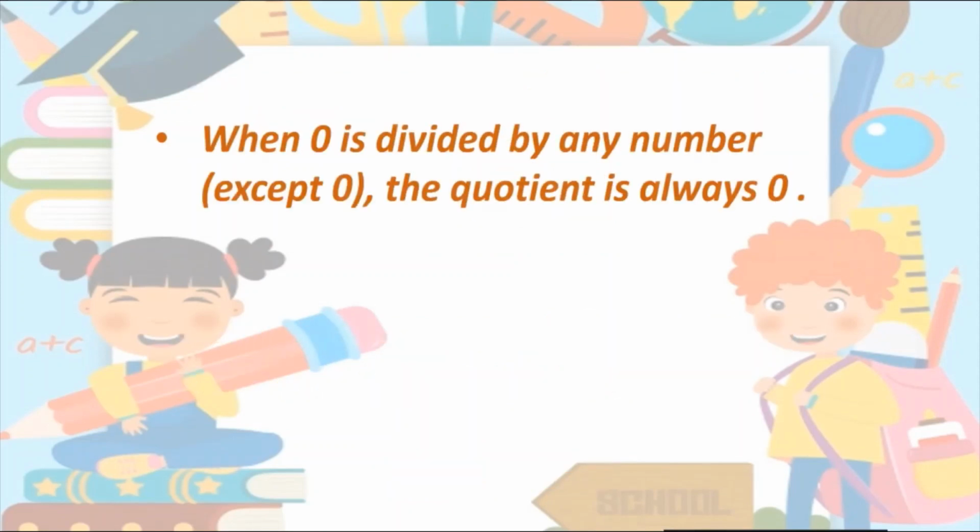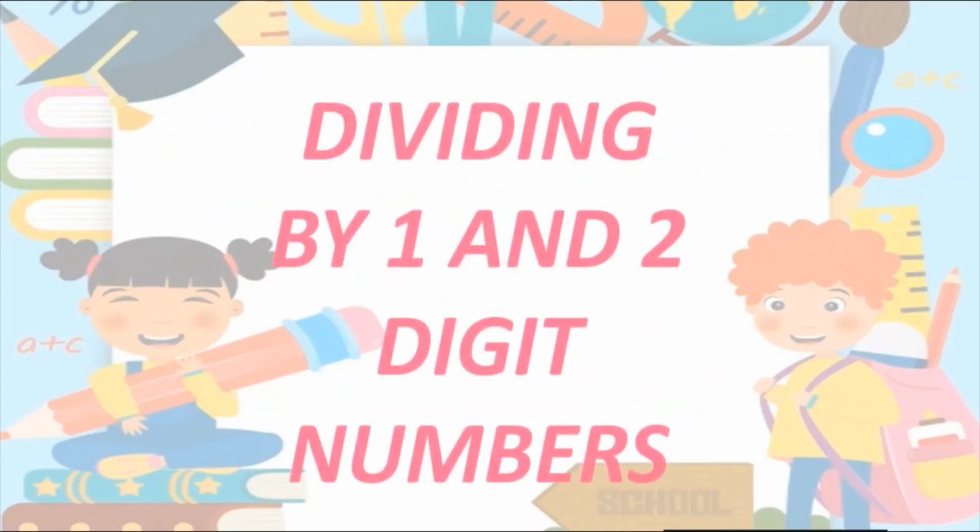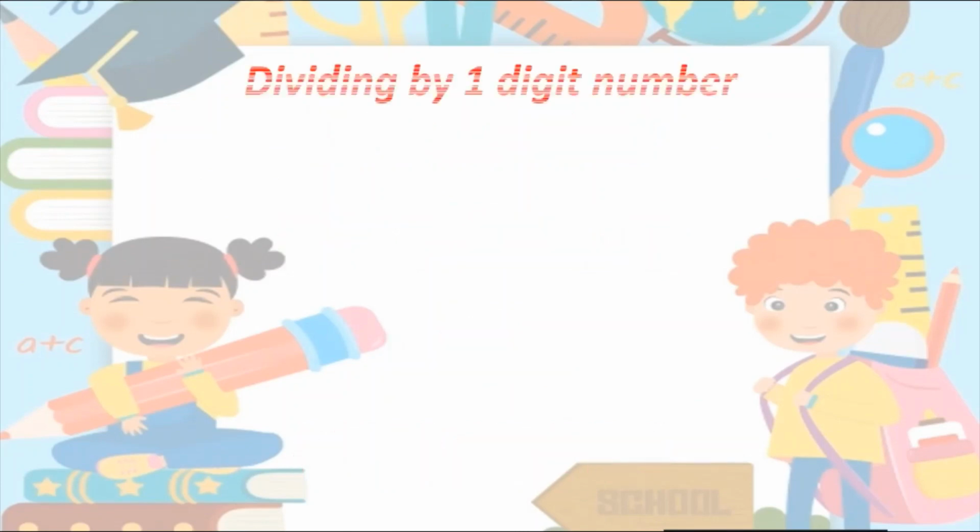So the next one is when 0 is divided by any number, the quotient is always 0. So 0 divided by 58, the answer will be 0. 0 divided by 6423, the answer will be 0. Division by 0 is not allowed. This is the fourth property. Now we will learn to divide by 1 and 2 digit numbers. So let us begin dividing by 1 digit number.